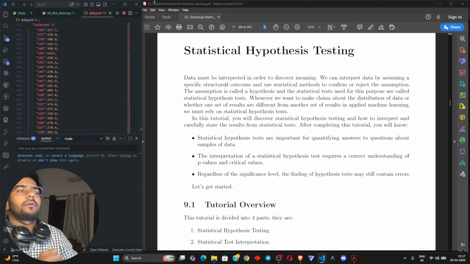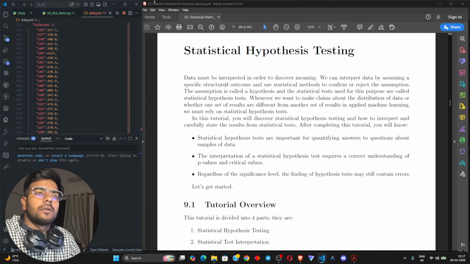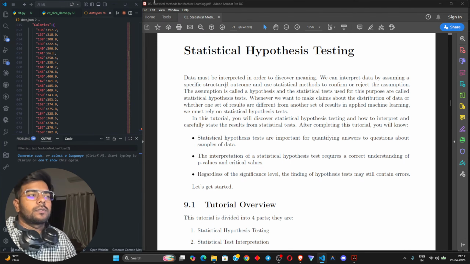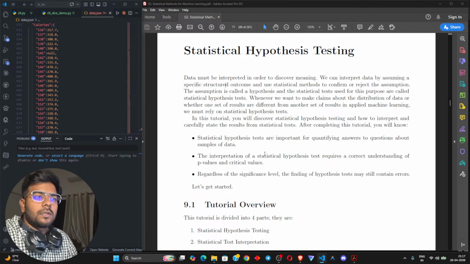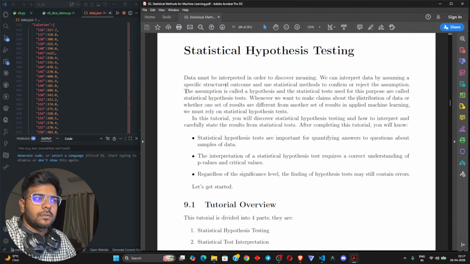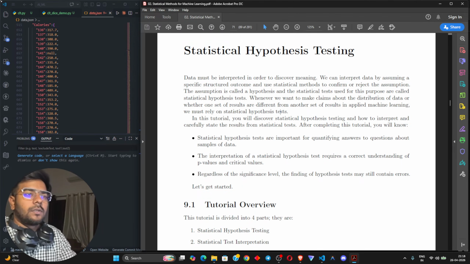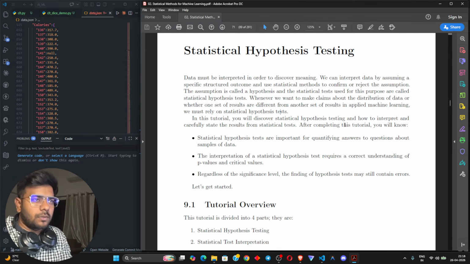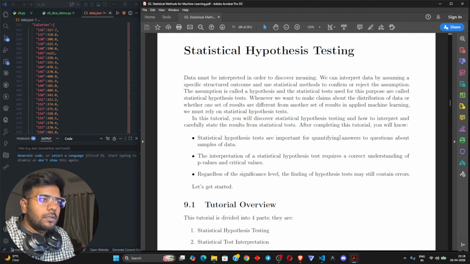Data must be interpreted in order to discover meaning. We can interpret data by using specific structural outcomes and use traceable methods to confirm or reject the assumption. The assumption is called a hypothesis, and the statistical tests used for this are called statistical hypothesis testing.